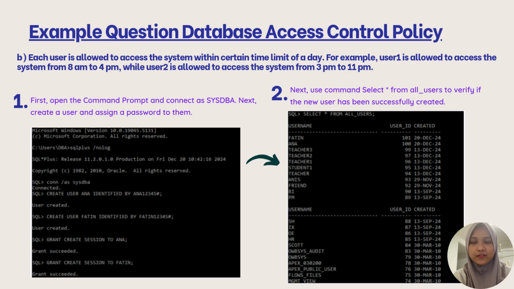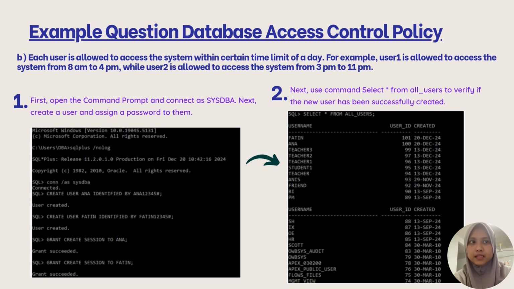For example, user 1 is allowed to access the system from 8 a.m. to 4 p.m., while user 2 is allowed to access the system from 3 p.m. to 11 p.m. The first step is to open the command prompt and connect as DBA. Next, create a user and assign a password to them.